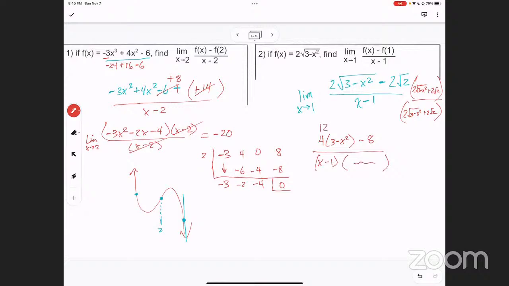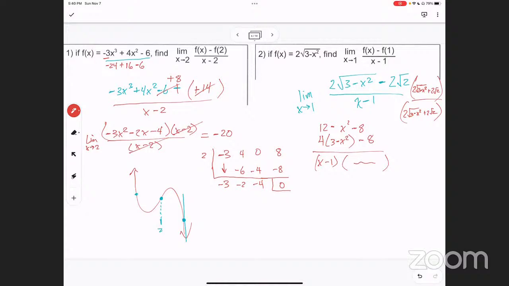So let's simplify this. This is 12 minus x squared minus 8. I did something wrong. What did I do wrong? That's going to be a 2, not a. Something's not right. I did something wrong.